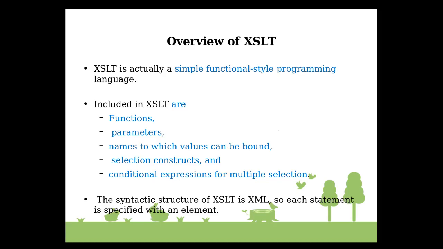The formal definition of XSLT is that it is a simple functional style programming language, and it includes functions, parameters, names to which values can be bound, selection constructs, conditional expressions for multiple selection, etc. The syntactic structure is similar to an XML document, so each statement can be specified with an element.